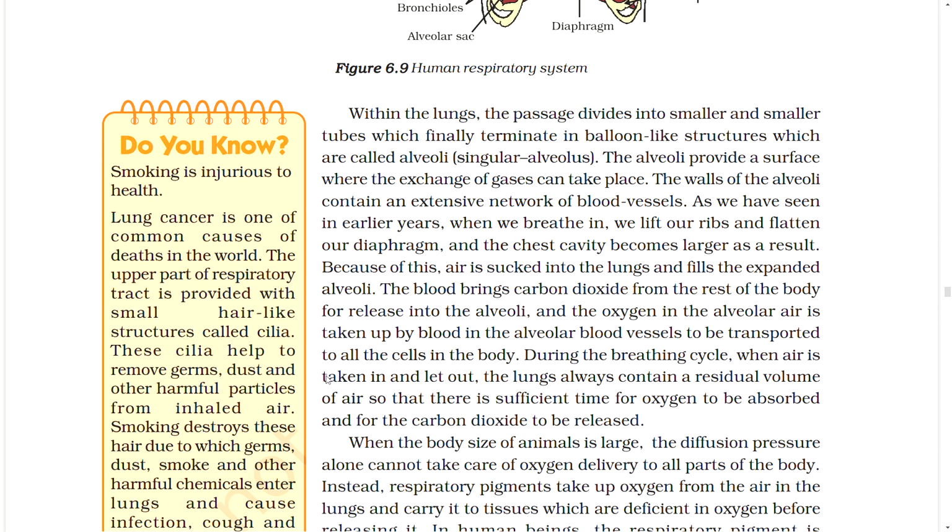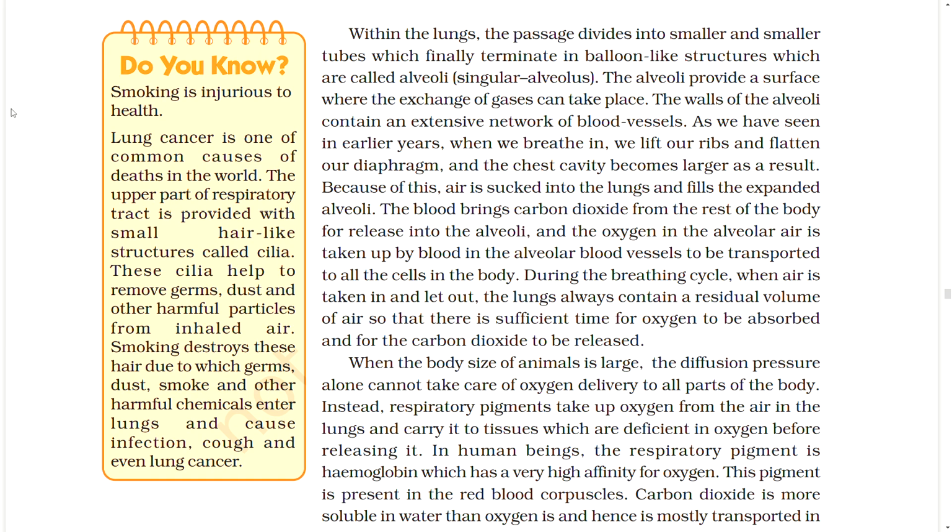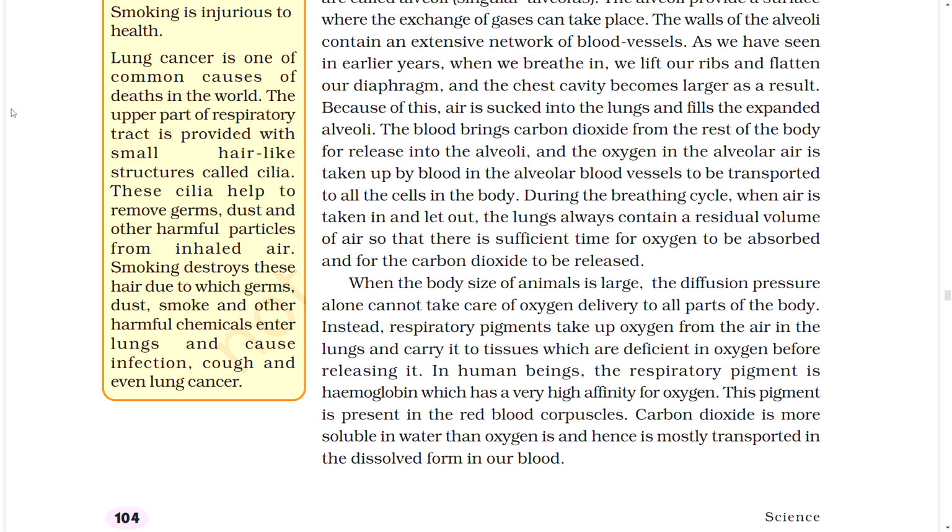Do you know? Smoking is injurious to health. Lung cancer is one of the common causes of deaths in the world. The upper part of the respiratory tract is provided with small hair-like structures called cilia. The cilia help to remove germs, dust, and other harmful particles from inhaled air. Smoking destroys this hair, due to which germs, dust, smoke, and other harmful chemicals enter the lungs and cause infection, cough, and even lung cancer.